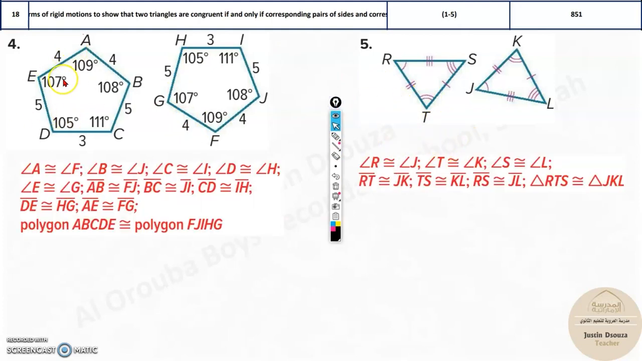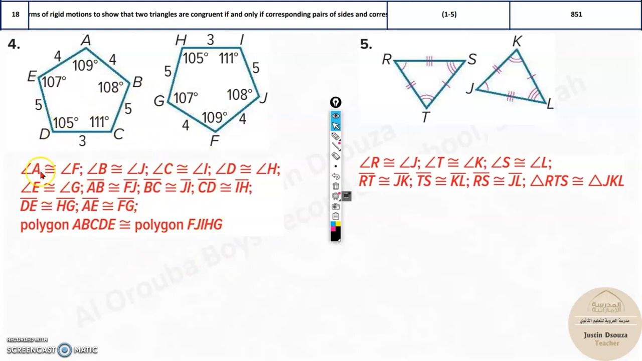Now over here, this is a polygon. It is not just 3 or 4 sides, it's 5 sides over here. Please be vigilant. A would be F, and where we go, B, 108. Where is 108? It's J. C is 111, I is 111, D is 105, H is 105, E is 107 and 107, G. That's it. So that's how we write it.